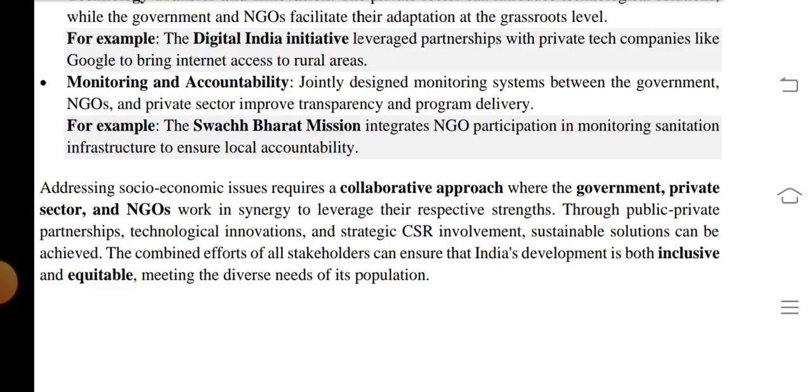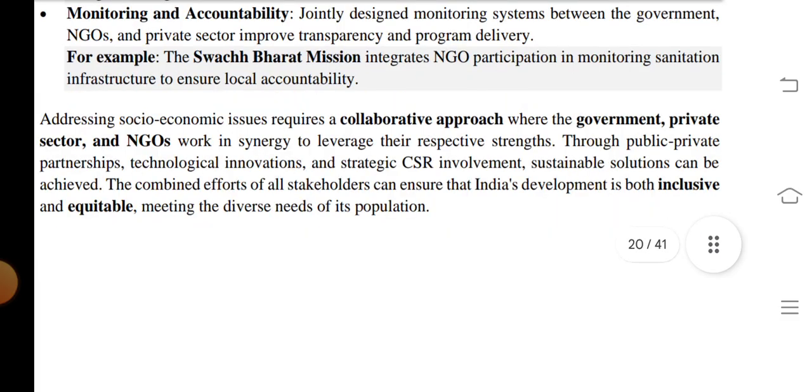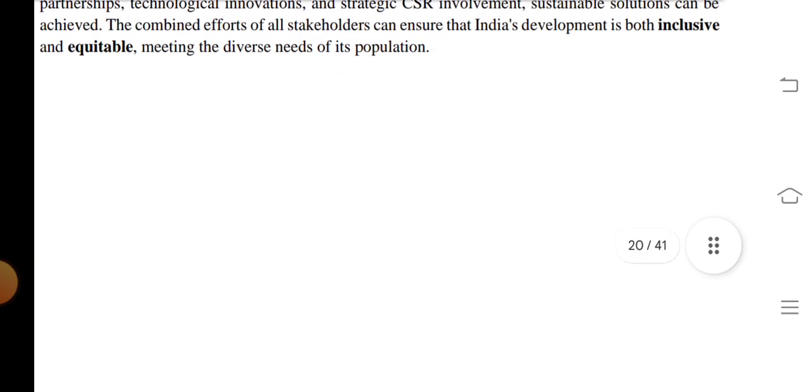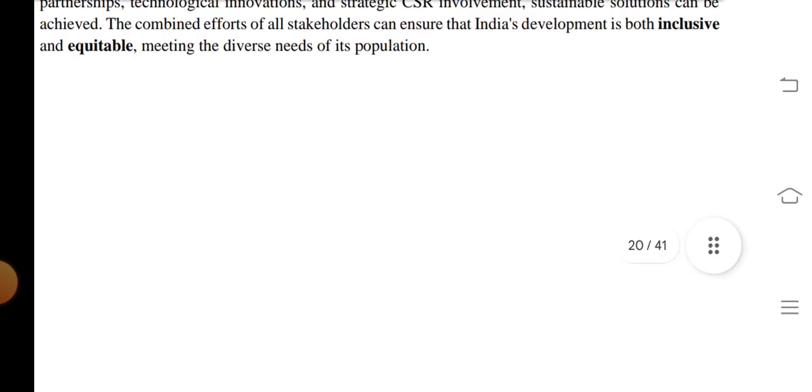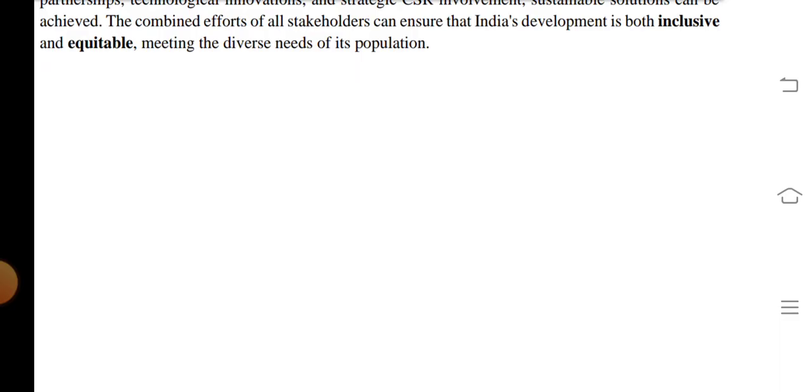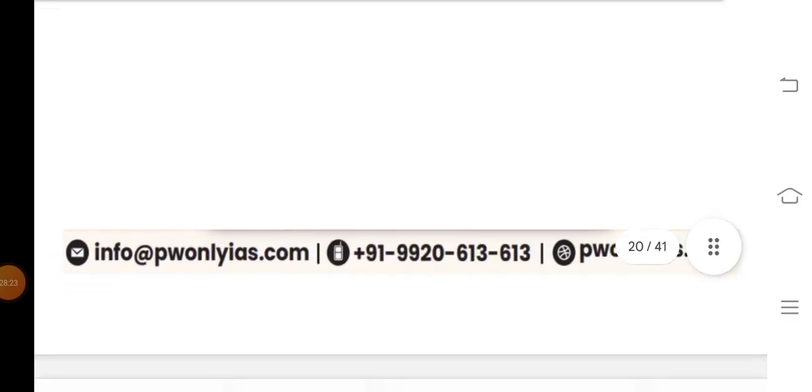A collaborative approach, where the government, private sector and NGOs work in synergy and leverage their respective strengths through public-private partnerships, technological innovation and strategic CSR involvement, can achieve sustainable solutions. The combined effort of all the stakeholders can ensure that India's development is both inclusive and equitable, meeting the diverse needs of its population.